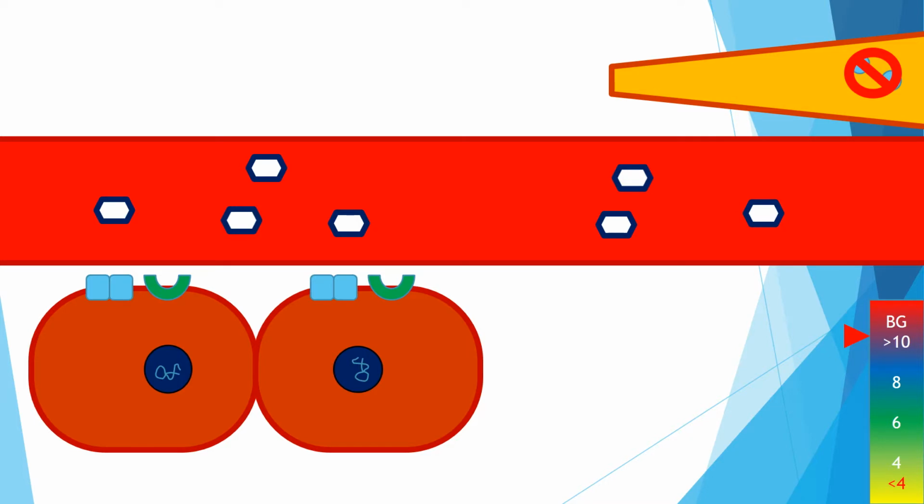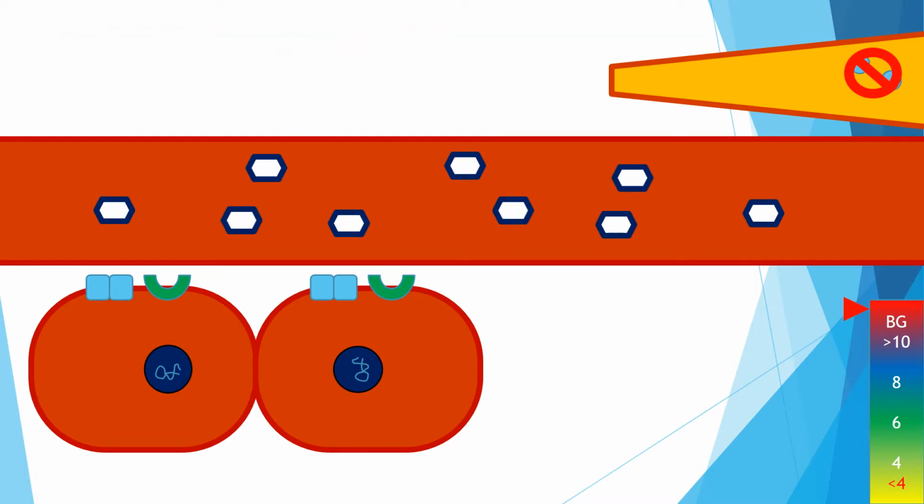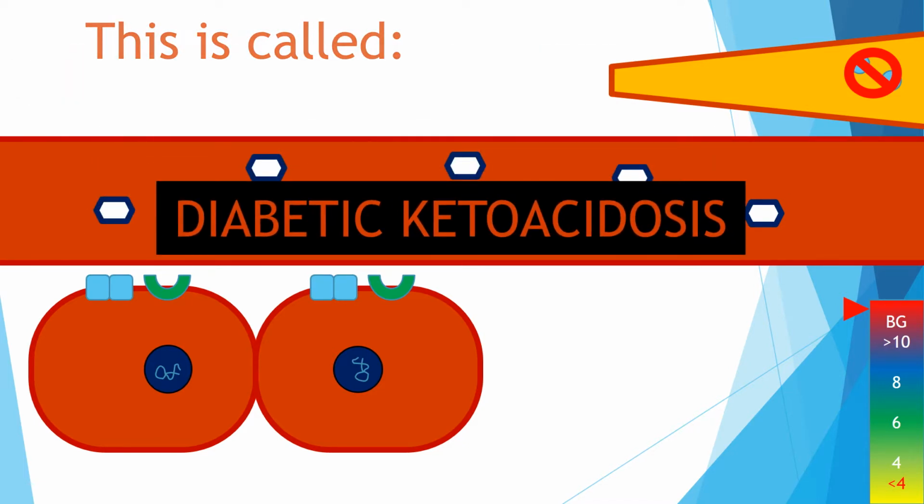So we break down fat stored in our body cells, and the byproduct from that metabolism of fat is ketone. So we have those toxic materials building up in the cells, and eventually these toxic materials will be released into our blood. In this kind of case, the blood sugar is very high in those type 1 diabetes patients. And this condition is called diabetic ketoacidosis, which is a very severe life-threatening situation.